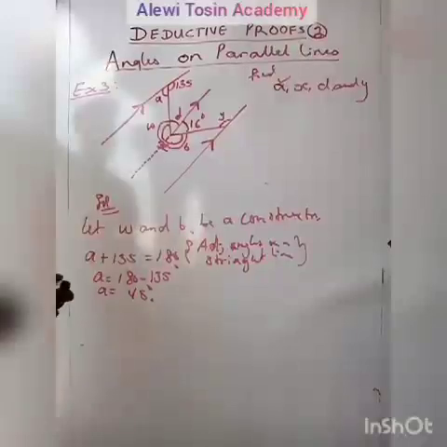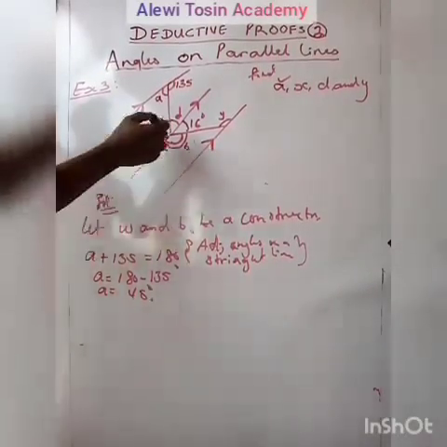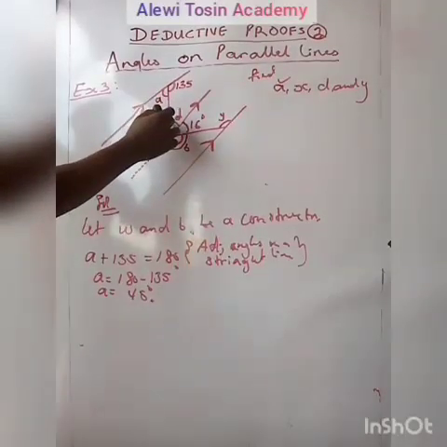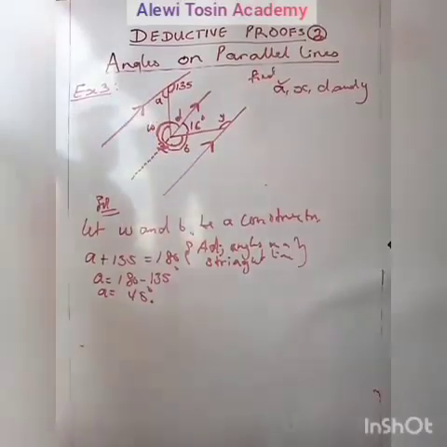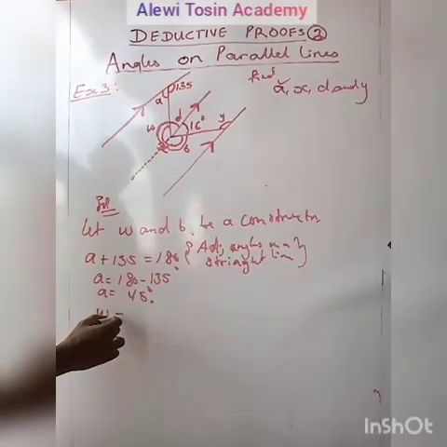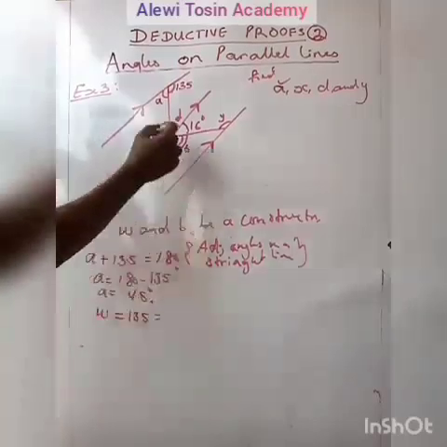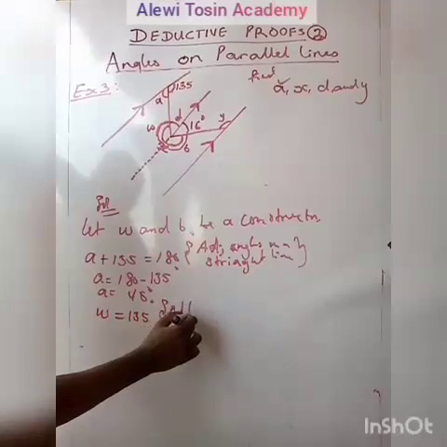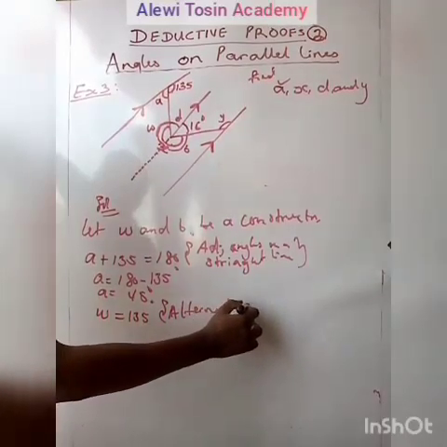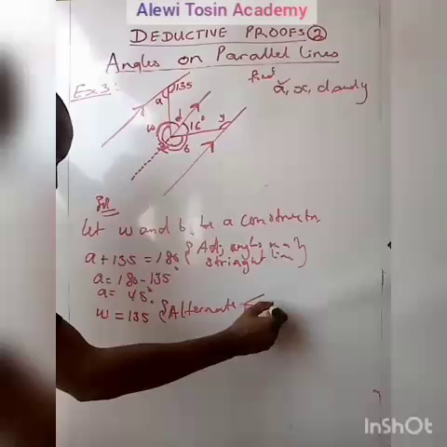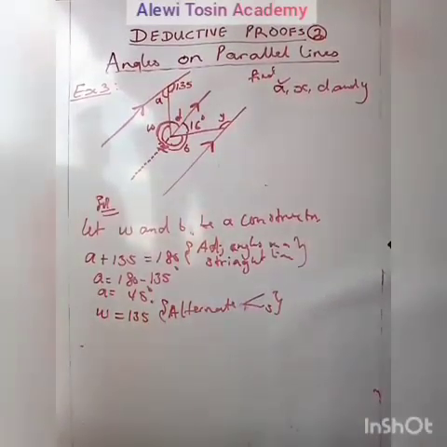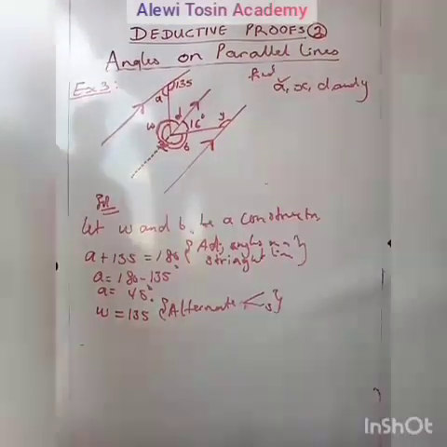Now, looking at this, we can say that this 135 is equal to W. That means W is equal to 135. Reason: they are alternate angles. I'll be using this to represent my angles, the alternate angles.